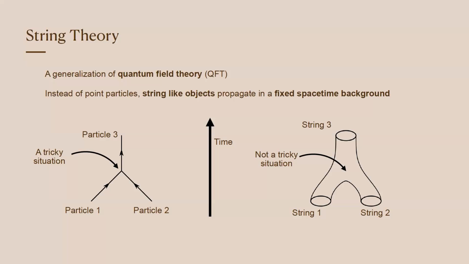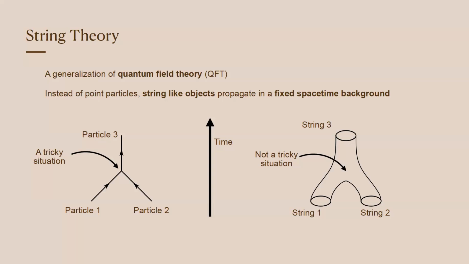If you look at point particles, there is a particle 1, particle 2, these are point-like particles. They move in space-time, and at this point they interact, and particle 3 comes out. So this is a tricky situation. All of a sudden, two particles are changing into one single particle. It's not so gentle, the situation.